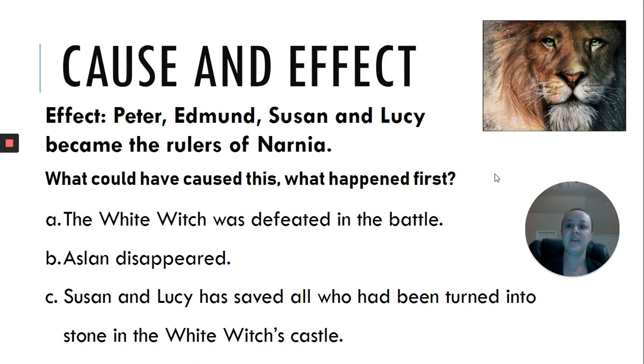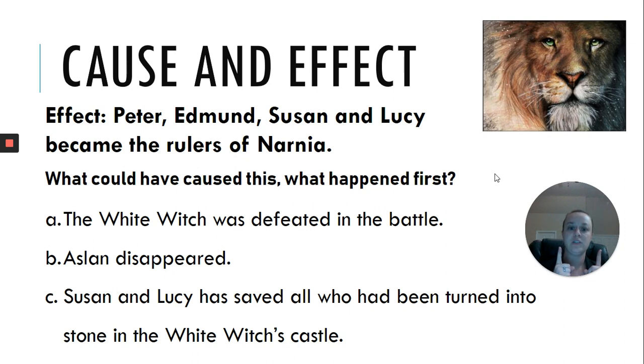Okay, we have an effect. The effect is Peter, Edmund, Susan, and Lucy became the rulers of Narnia. Remember, that happened last. What happened before that? In order for that effect to happen, what happened first? Okay, what could have caused this?